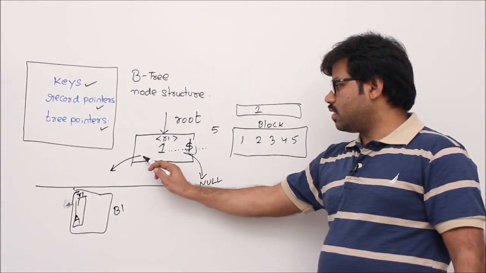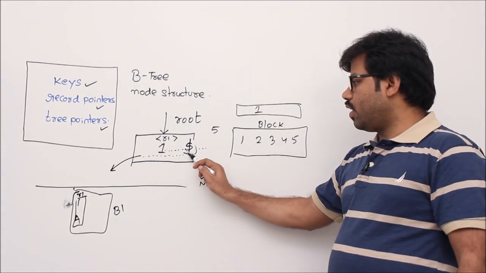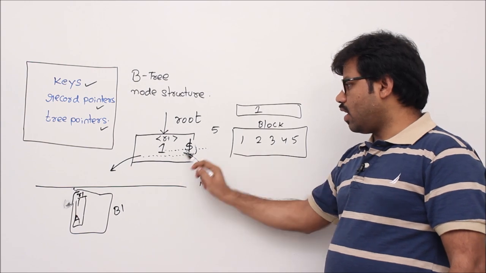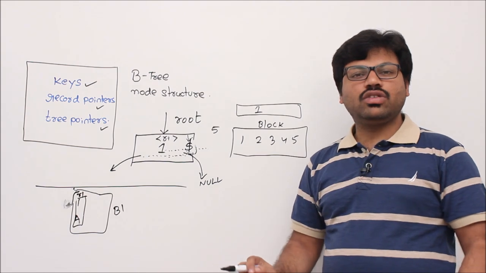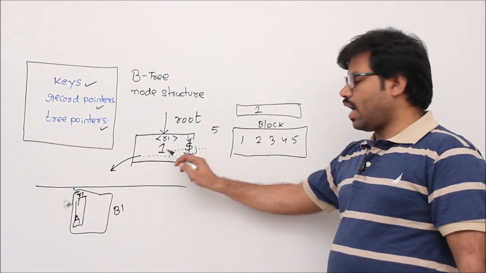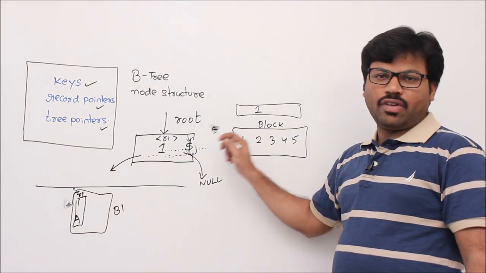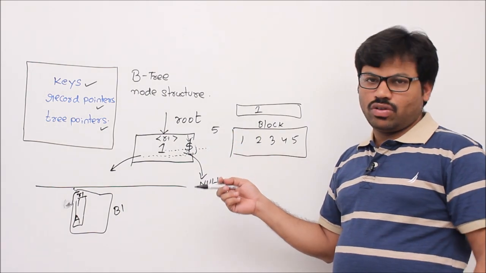Then I search like this: 1. After 1, since 5 is not 1, I still search. Then I reach this dollar symbol. Dollar means no more keys. So now I have only one key, that is 1, but I want to search for 5. Then what to do? Go to the right side.